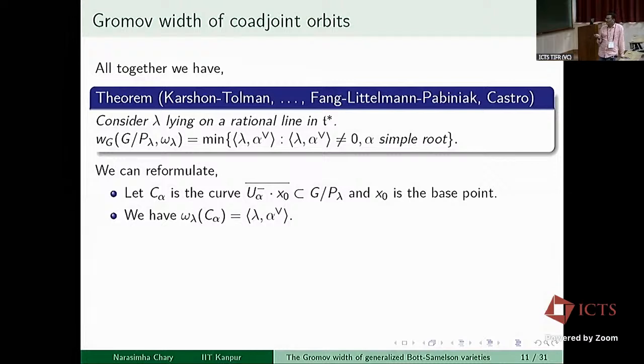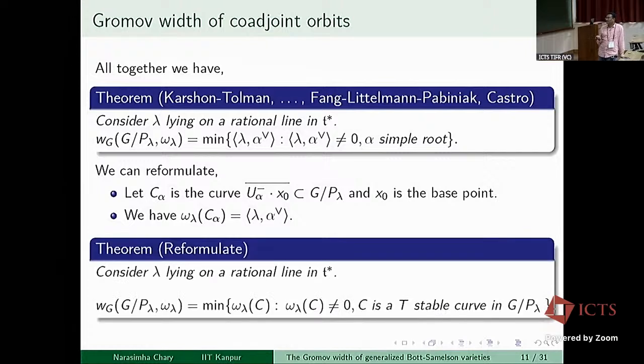You start with the base point. Now you take this root group orbit and take the closure. So this is a T-stable curve, and we know that this pairing is given by lambda alpha check. Just reformulate it: this is just the minimum of this pairing with T-stable curves. And also this is very explicit, because to compute lambda alpha check given a coadjoint orbit, we know it by roots.